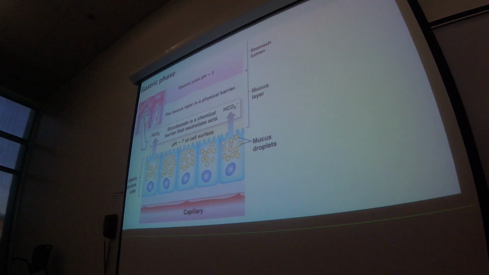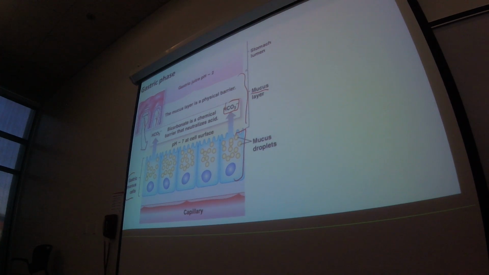So there's also a mucus bicarbonate layer. So here we have our mucosa here, and there are these cells called gastric mucus cells. That's what they're called, gastric mucus cells. And their whole job is to put out mucus and put out bicarbonate. So we have bicarbonate, and there's this layer of mucus.